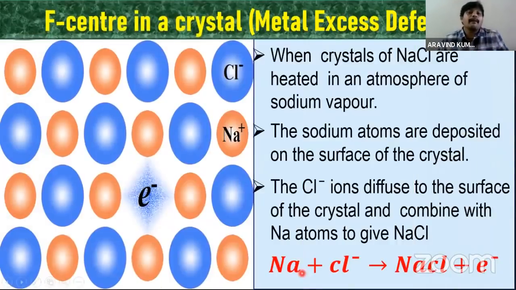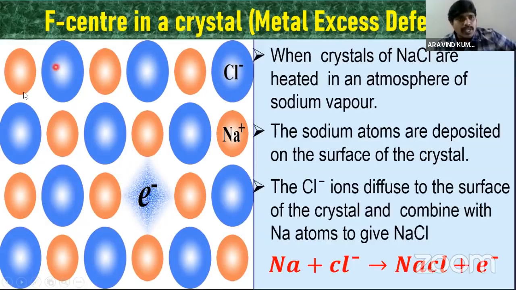Let me go for the metal excess defect. This is also a most important one. You will get 2 marks for a question like this: what are F centers? Define F centers. You need to understand this, children. Now, F center. You have the same sodium chloride crystal that I just explained in the Schottky defect.